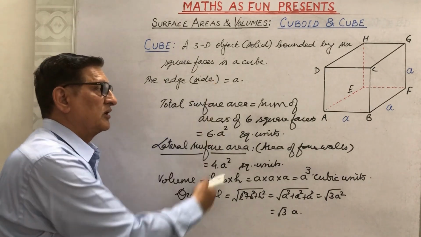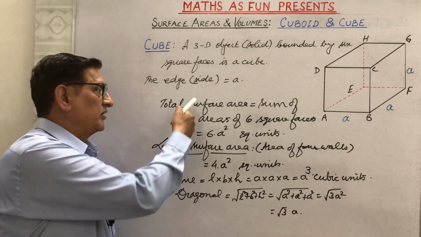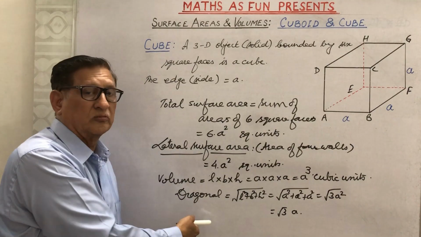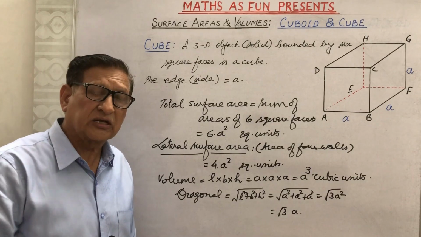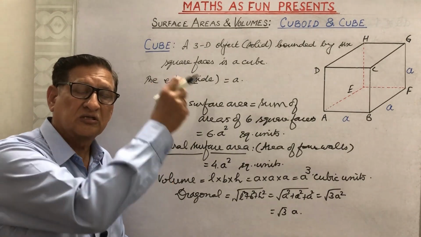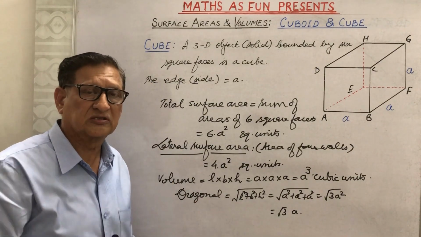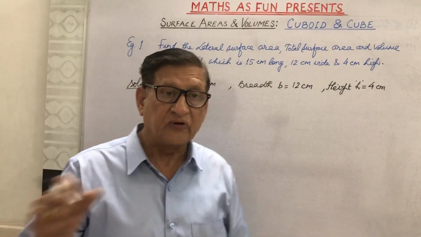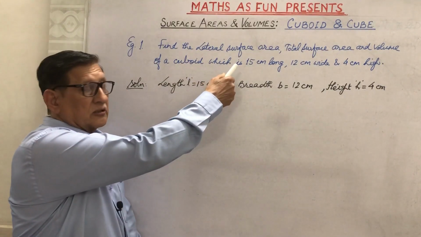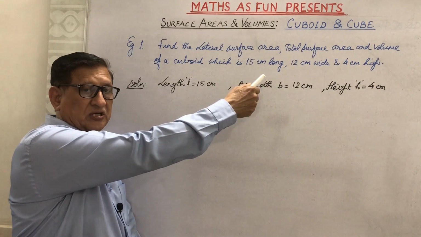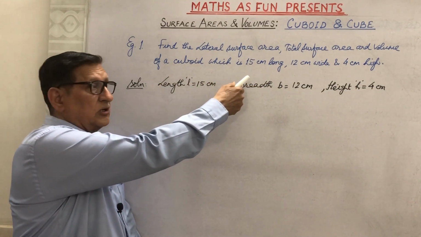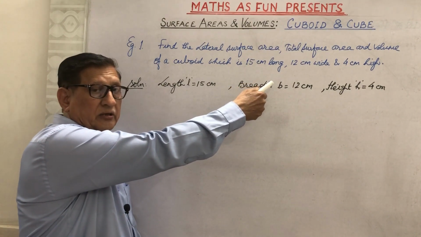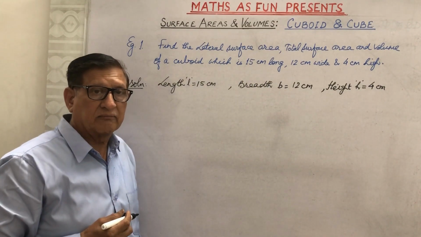So these are the formulae of different areas and volumes of a particular cube. Now we'll take some examples based on these formulae and this concept. The first example is: find the lateral surface area, total surface area and volume of a cuboid which is 15 centimeter long, 12 centimeter wide and 4 centimeter high.